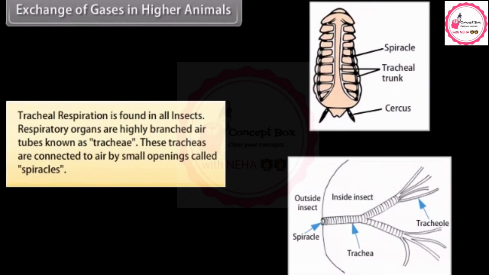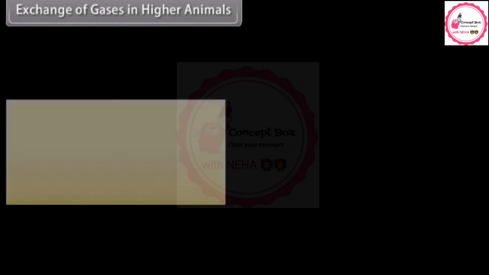Tracheal respiration is found in all insects. Respiratory organs are highly branched air tubes known as trachea. These tracheae are connected to air by small openings called spiracles.